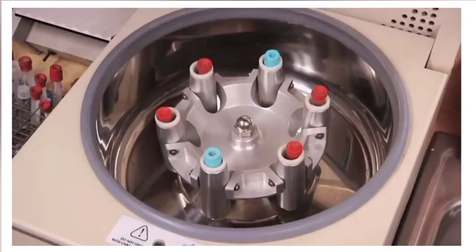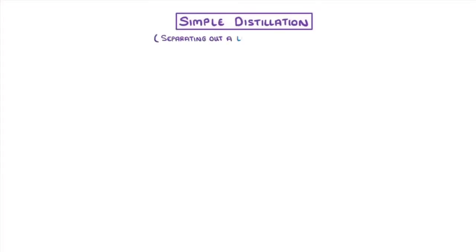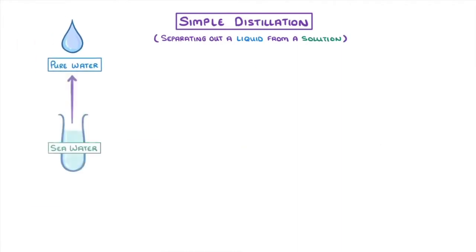Pay attention to this lesson to learn more about other techniques. Simple distillation is used for separating out a liquid from a solution. For example, we could use simple distillation to separate pure water from seawater.